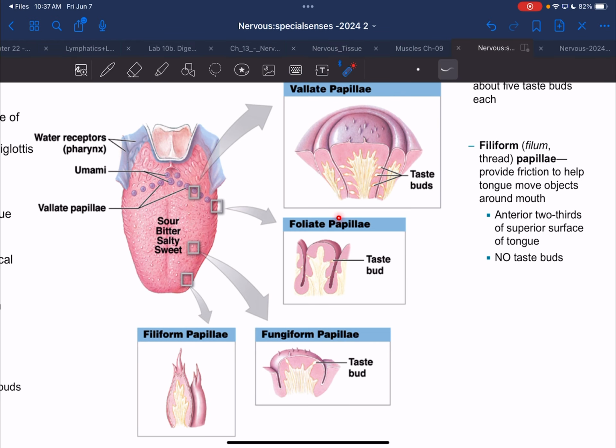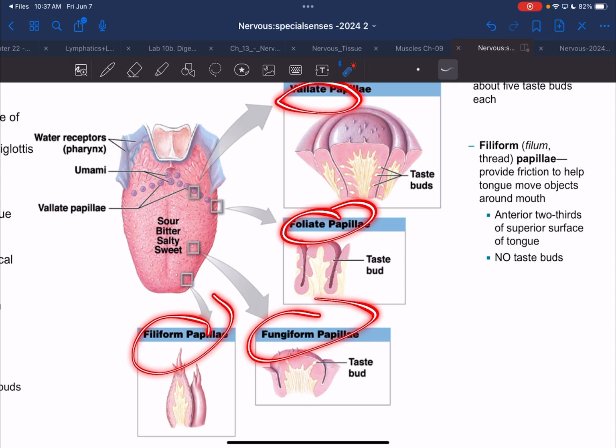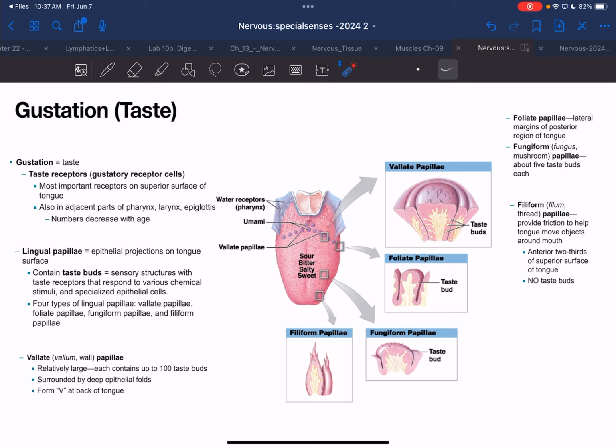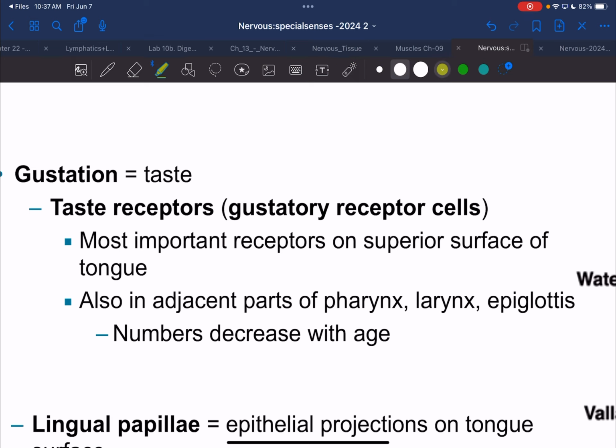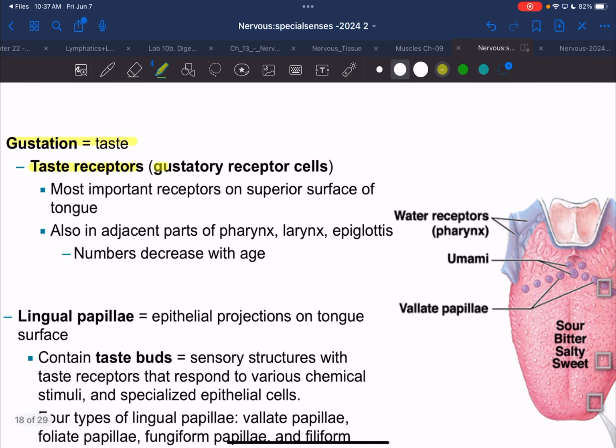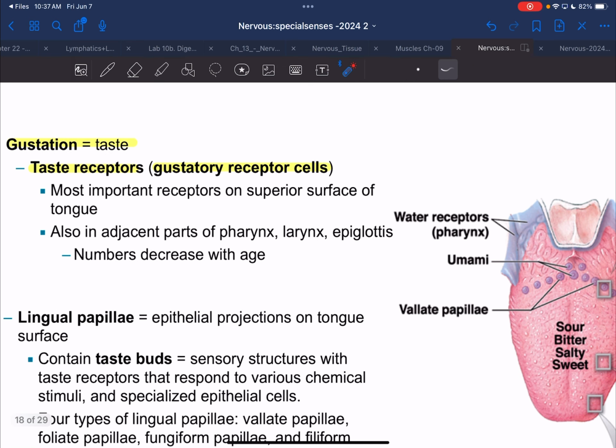Learn the names of these papillae and the appearance you're seeing on this image. And the only thing to grab from here, aside from these 4 papillae, is that they contain the taste receptors, which are also referred to as gustatory, right? Gustation. If you've ever taken Spanish, you've heard no me gusta, sí te gusta, right? Gusta is like saying, oh, that is your taste.